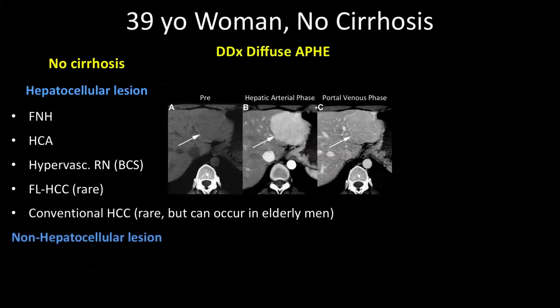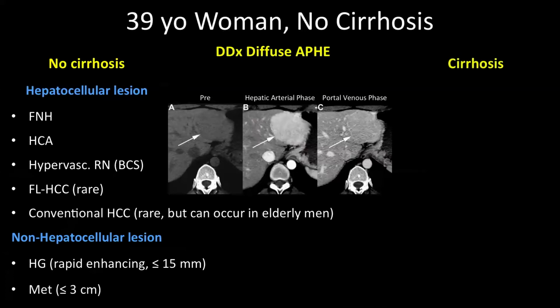Now, not everything that has diffuse AFI is hepatocellular. There are some non-hepatocellular lesions that have diffuse AFI. For example, some hemangiomas rapidly enhance and have diffuse AFI, but they are less than 15 millimeters. And some metastases diffusely hyperenhance and have diffuse AFI, but those are smaller than 3 centimeters.